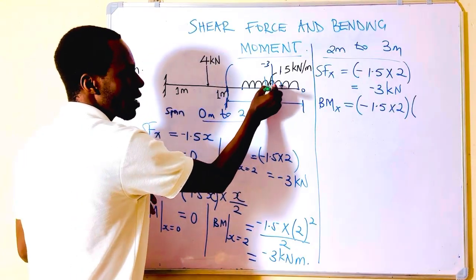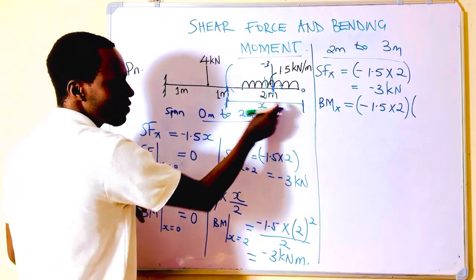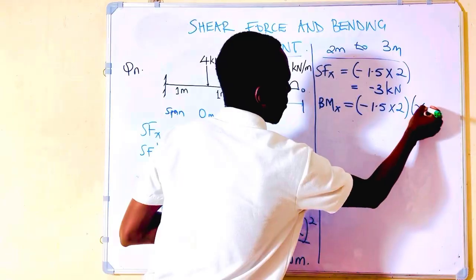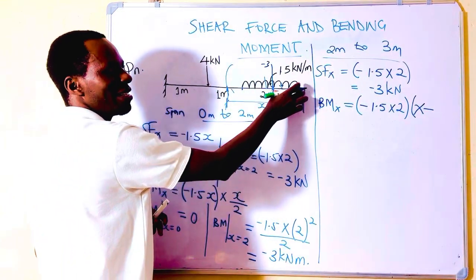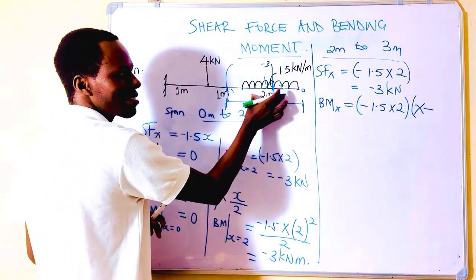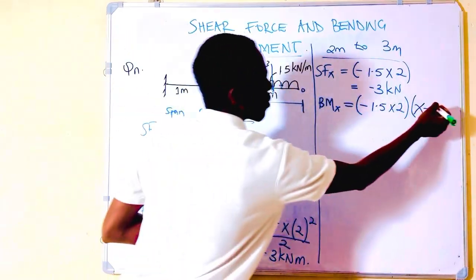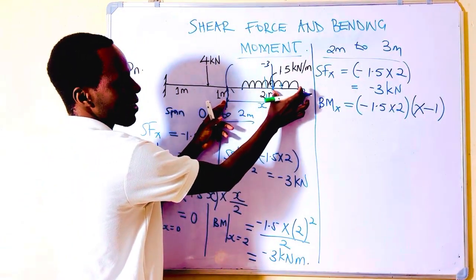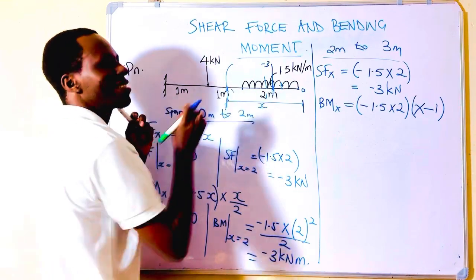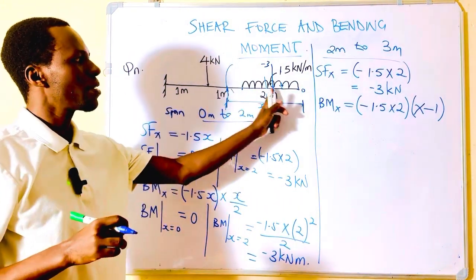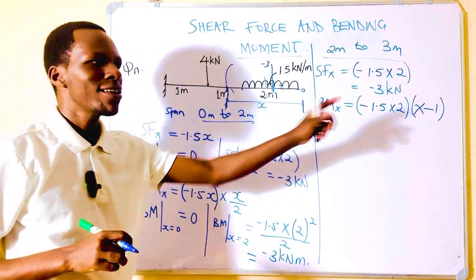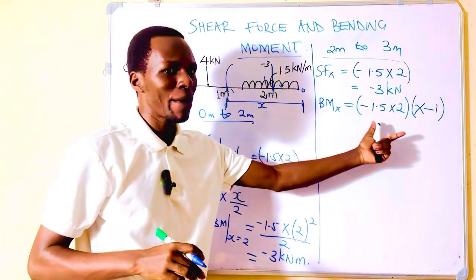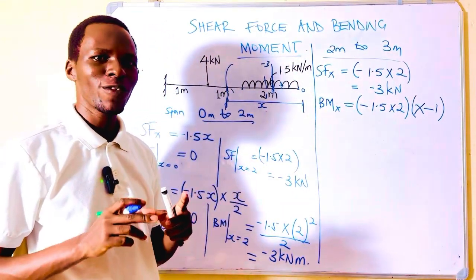Then what about from here up to here? The whole of this, which is X, minus the distance behind, which is half of 2, so this is 1, so minus 1. So the total of X minus this one, I will be remaining with this distance, which is X minus that one behind. So this is our expression for the bending moment. I believe you have got it.